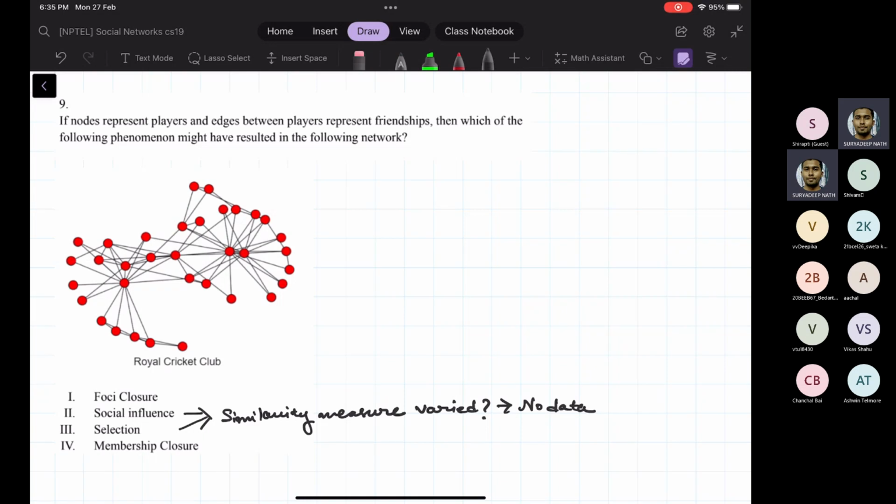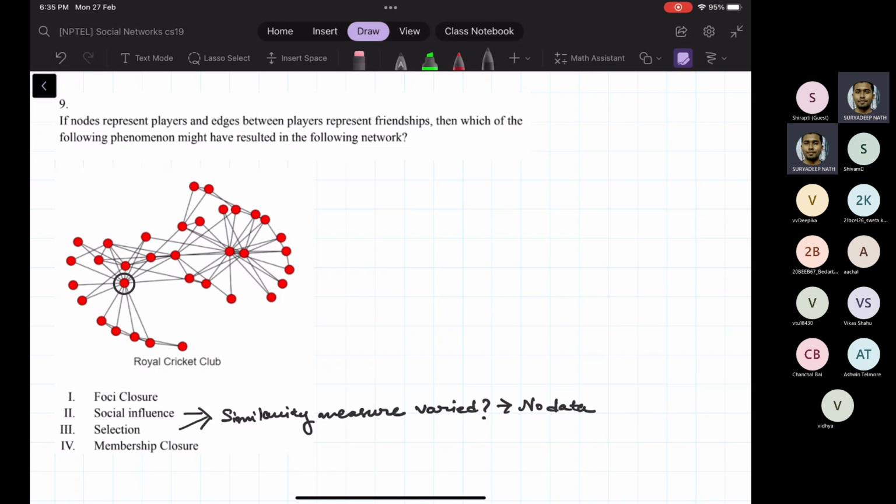Now coming to foci closure. If you can see, take this node for example. If you see the neighborhood nodes of this node, they are all coming to this particular node, and then they are developing edges among themselves also. So this is definitely a case of foci closure.